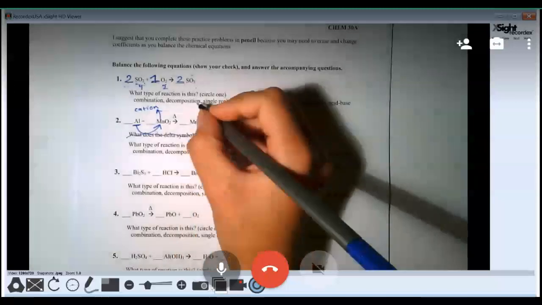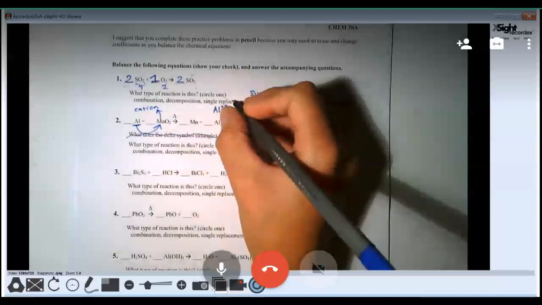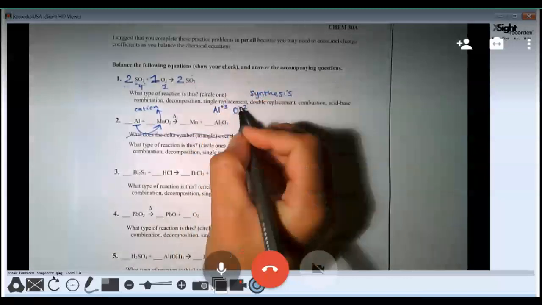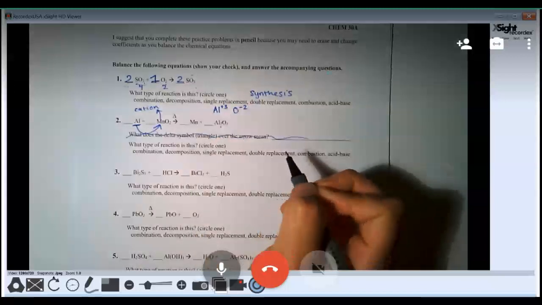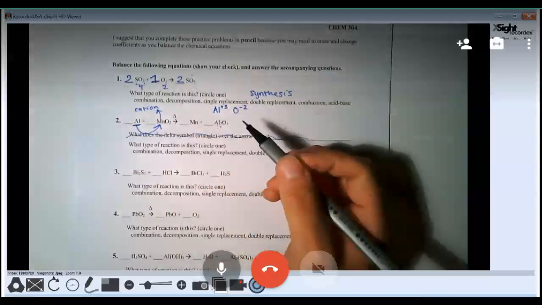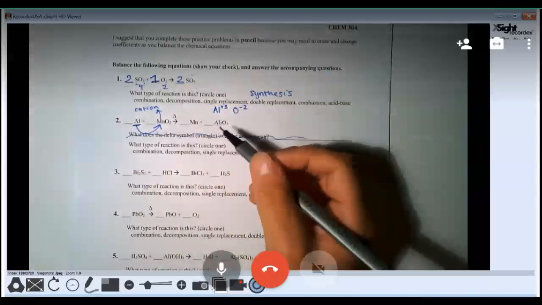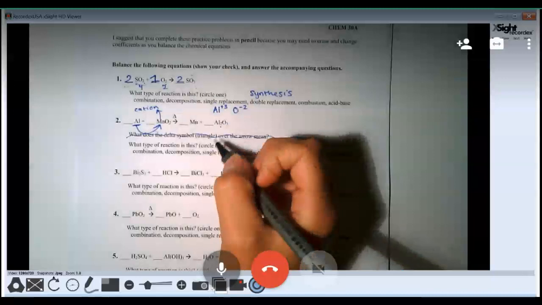And then we redid our crisscross over here. Aluminum has a +3 charge. Oxygen has a -2 charge. So when you cross down, you get Al2O3. Okay? So even though the product's already listed for us, it's a good practice to make sure that we can also predict the products, because that's the biggest part of this particular zone on your matrix.